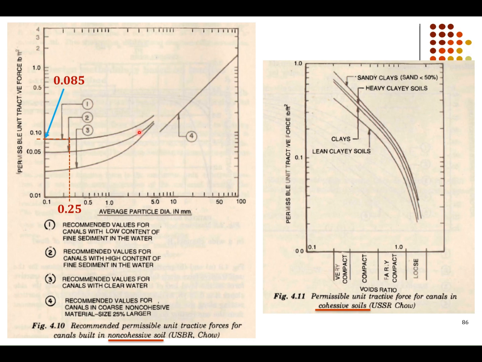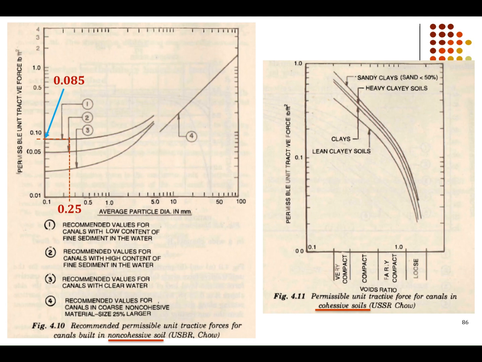And you see several curves here, 1, 2, 3, 4. For example, the first one is recommended values for canals with low content of fine sediment in the water. 2 is recommended value for the canals with high content of fine sediment in the water. So these curves belong to different conditions.